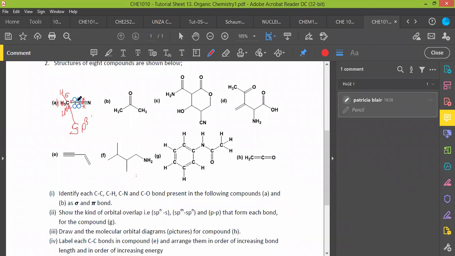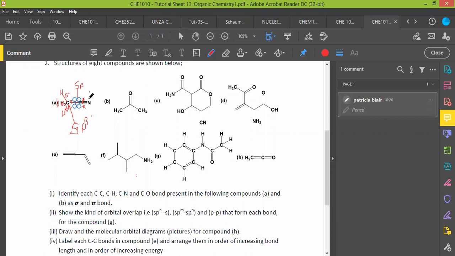And then this carbon here has 2 pi bonds and 1 sigma bond. Because it has 2 pi bonds and 1 sigma bond, that carbon there is sp hybridized. Remember, an sp hybrid is the only atom that is able to form 2 sigma bonds and 2 pi bonds.